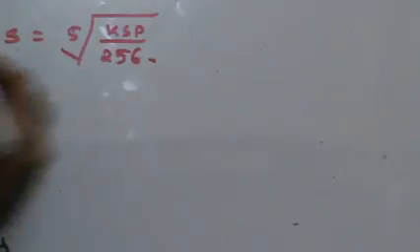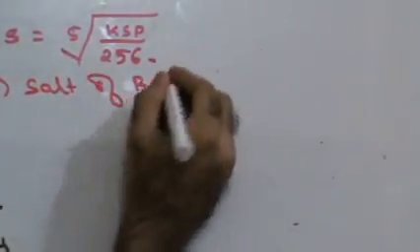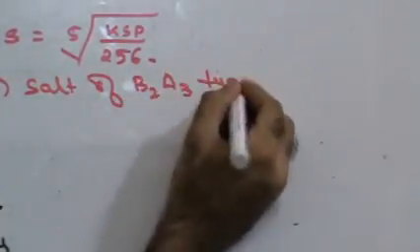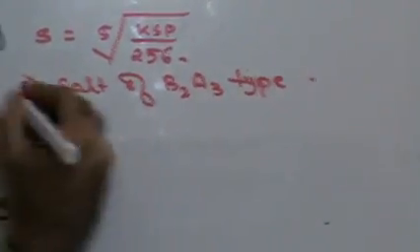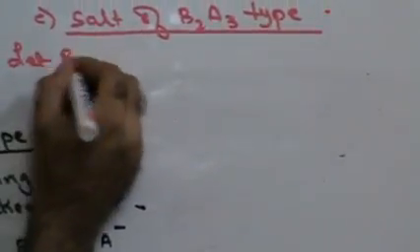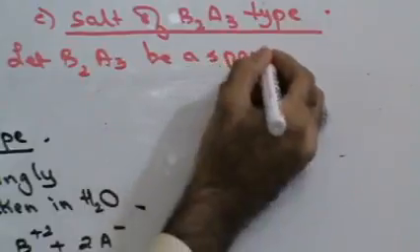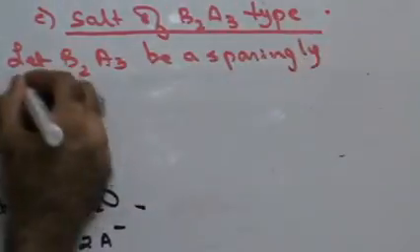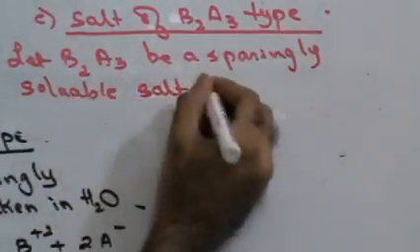That is the salt of BA4 type. Now let us consider a salt of B2A3 type. This should be interesting. Let's start. Let B2A3 be a sparingly soluble salt shaken in water.